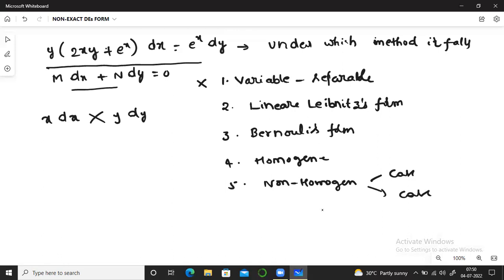So firstly, I have checked the given question for the variable separable method, definitely not, I am sure. Linear Leibniz equation, what is the linear Leibniz equation form? dy by dx plus py is equal to q form, but p, q are functions of x. Actually, my problem is looking like that. Not exactly, but I think it is looking like linear Leibniz equation form. Let me check.